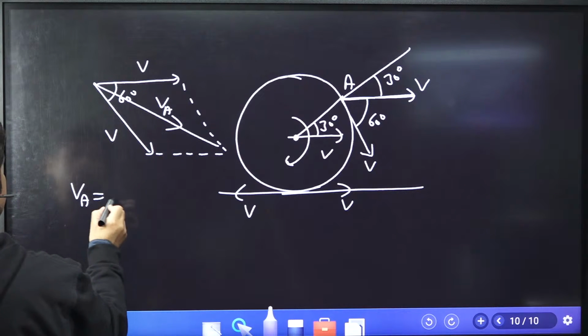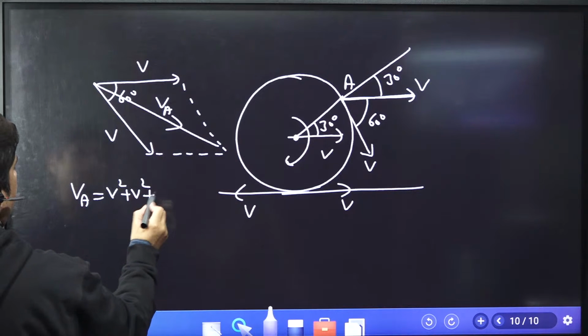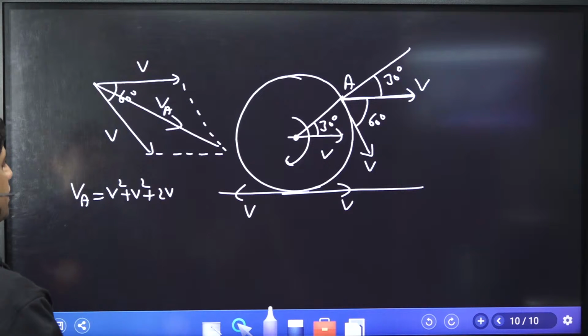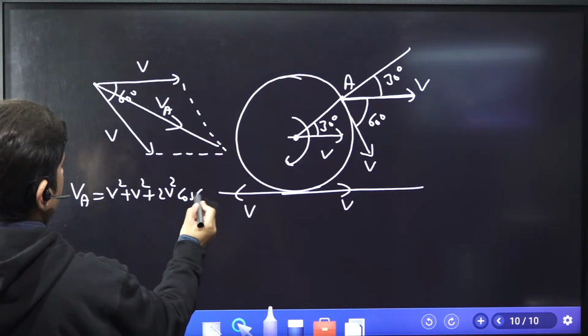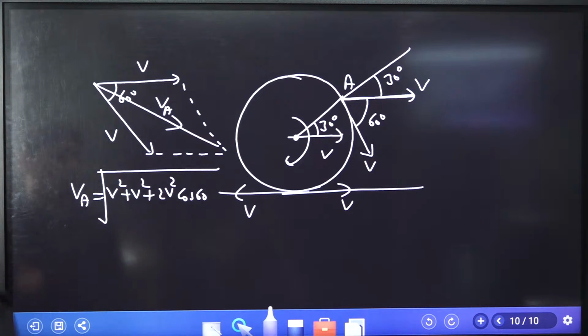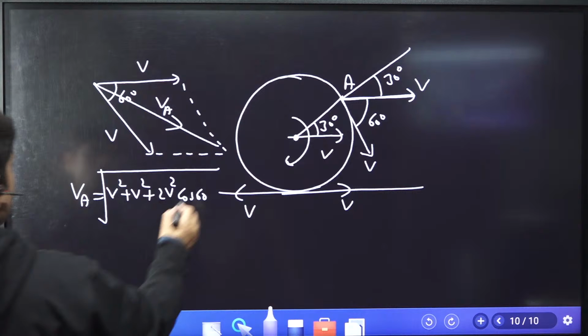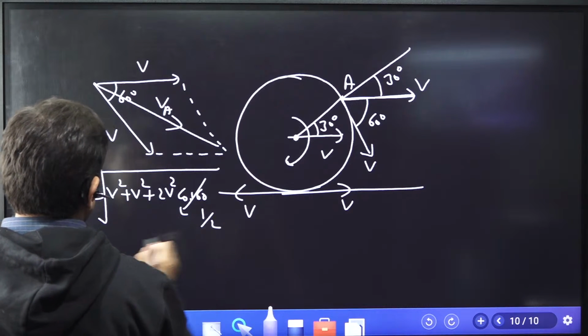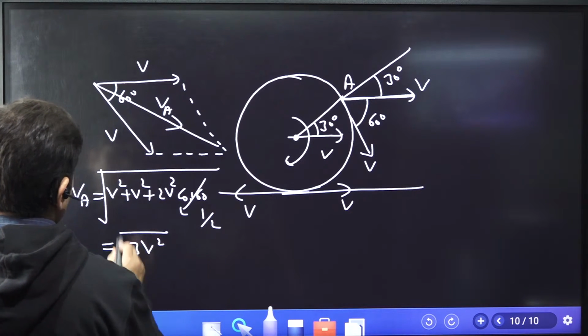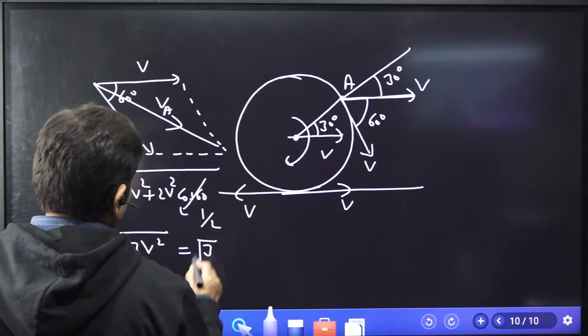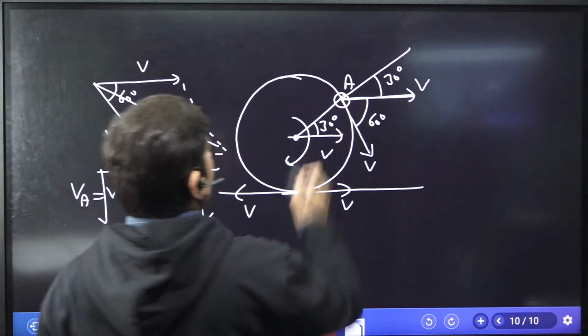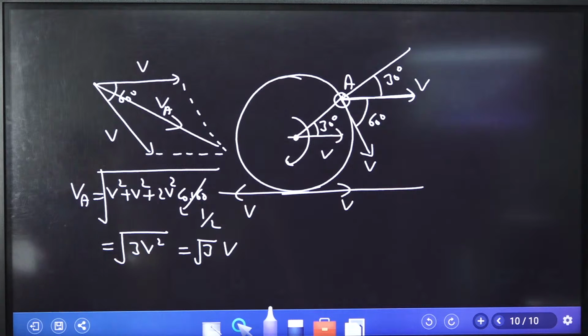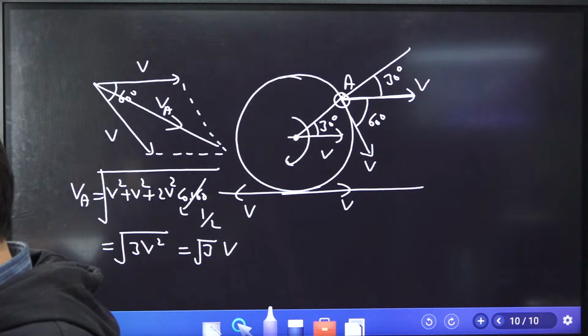So VA is under root of v square plus v square plus 2 into v into v into cos of 60. From where did I get this formula? Vector algebra, a square plus b square plus 2ab cos theta. From there I got this particular value. So how much is cos theta? Cos 60 is 1 by 2. That means under root of 3v square. That means root 3 v is the velocity at point A.